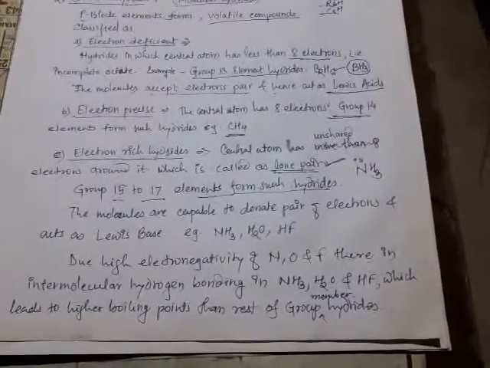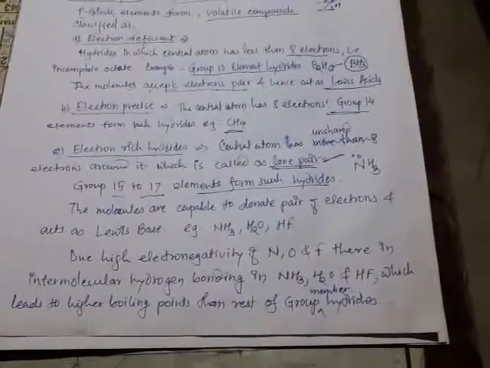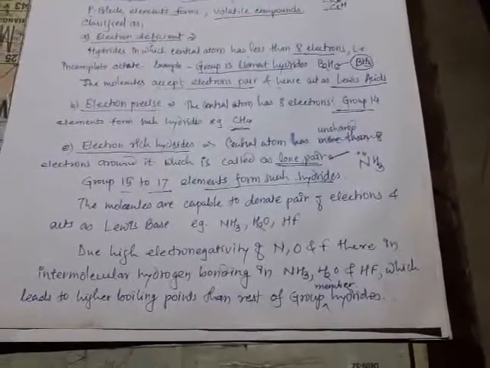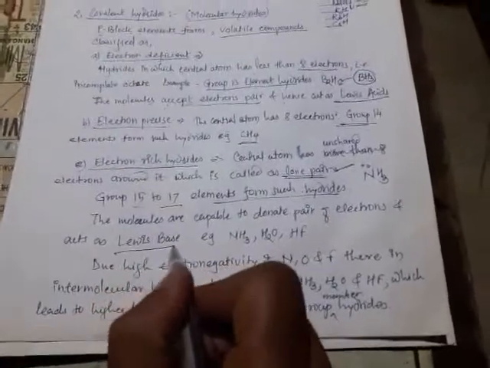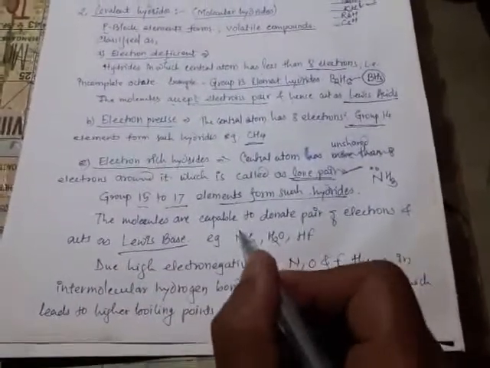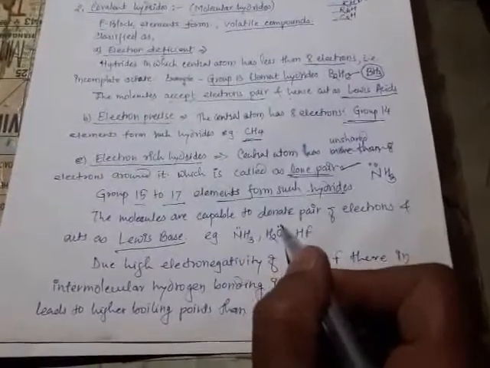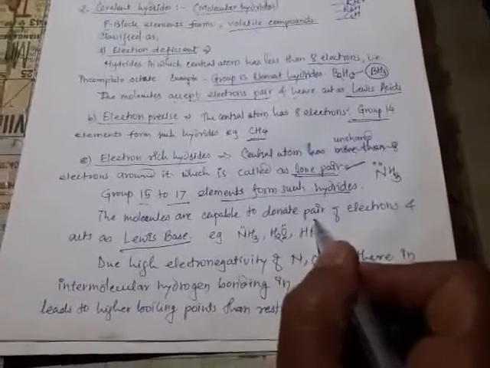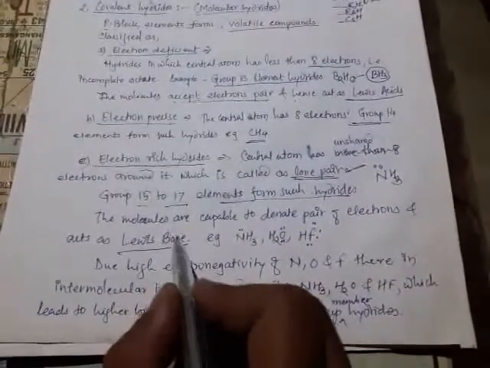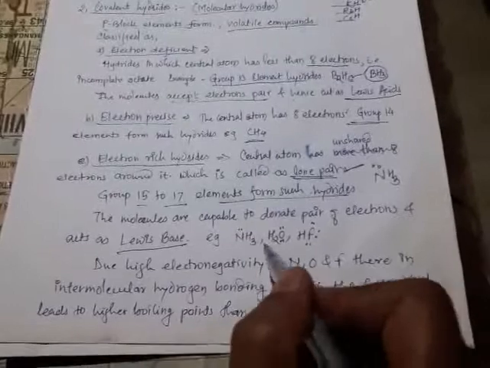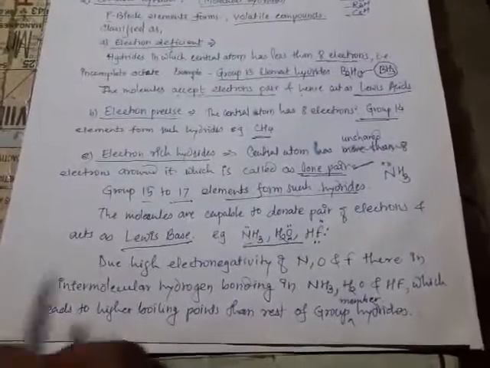Here nitrogen is capable of donating a pair of electrons which is unshared to another molecule or an atom. So these molecules are capable of donating a pair of electrons and act as a Lewis base. So what is a Lewis base? Lewis bases are the molecules or atoms which are capable of donating a pair of electrons. That is called a Lewis base. Now the hydrides of group 15 to 17 are capable of donating a pair of electrons, and hence we call them the Lewis base type of hydrides.